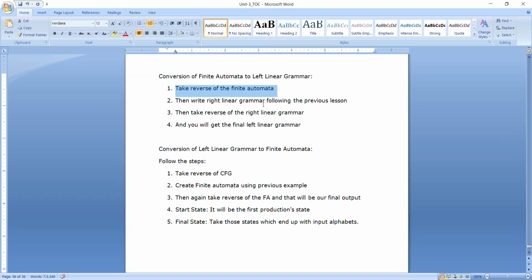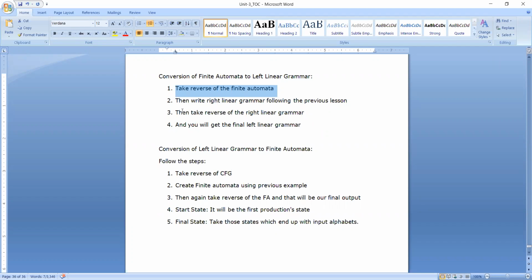Okay, the first and foremost step as part of the reversal operation is we need to interchange the initial states to final states and final states to initial states. And then we need to change the transitions. For example, if there is a transition from A to B, then during the reversal we will get a transition from state B to state A.